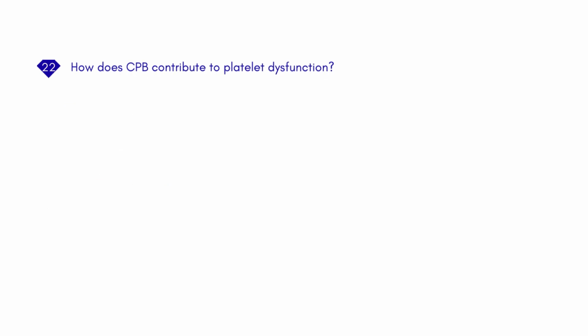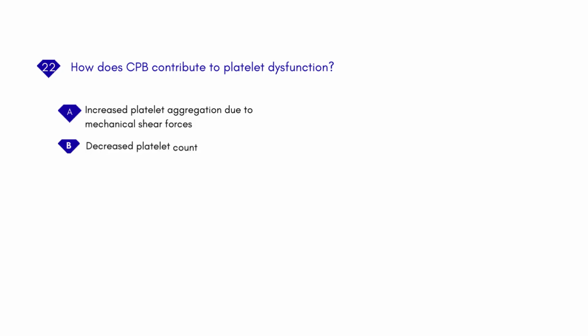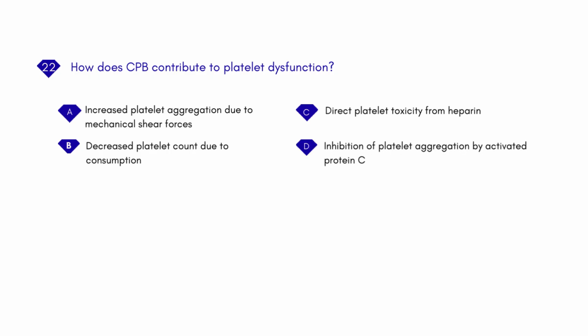How does CPB contribute to platelet dysfunction? A. Increased platelet aggregation due to mechanical shear forces. B. Decreased platelet count due to consumption. C. Direct platelet toxicity from heparin. D. Inhibition of platelet aggregation by activated protein C.